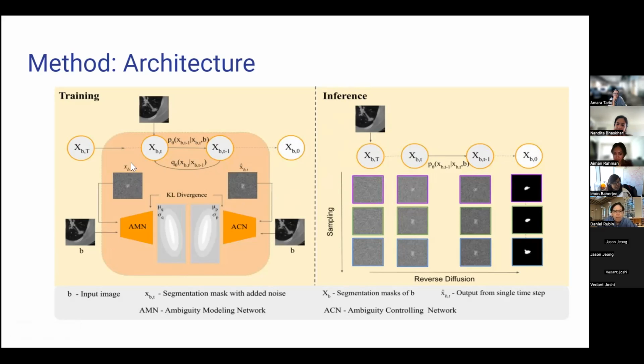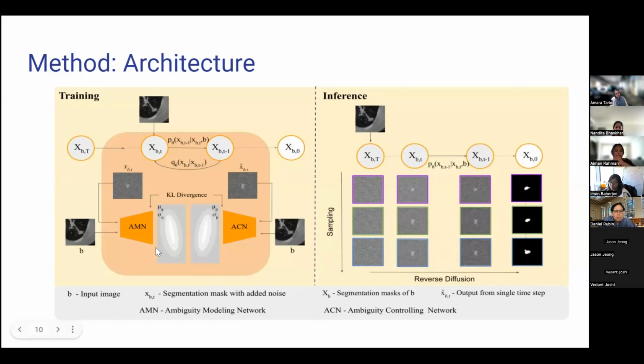So even before doing any of the other things, if you change the noise each time you do the sampling, you get a small variation in the segmentation mask itself. That itself proves that there is a stochastic element in the diffusion model, which we can use to generate probabilistic segmentations. So next, we have the ambiguity modeling network.